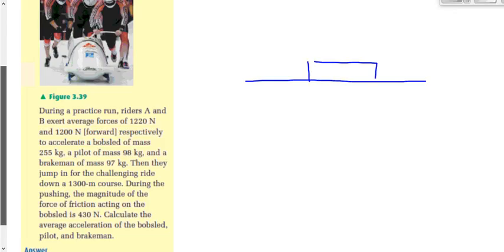It's a rather boxy bobsled, not very aerodynamically sound, but these guys are pushing it so hard it doesn't even really matter. And that's how good these guys are. We got one guy, we're going to call it person A, pushing forward with 1220. We got another one pushing forward with 1200, so we're going to make that one just a little bit shorter. Call that FB. Again, you can call it whatever you want. They use riders A and B, so we might as well use the same notation probably.